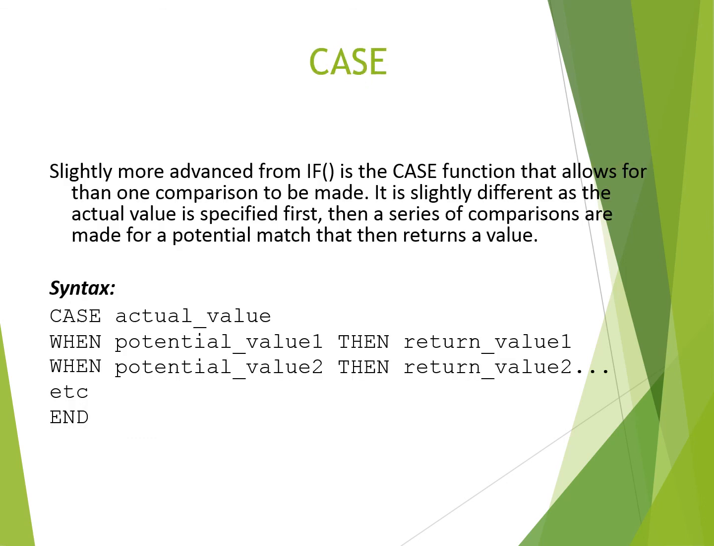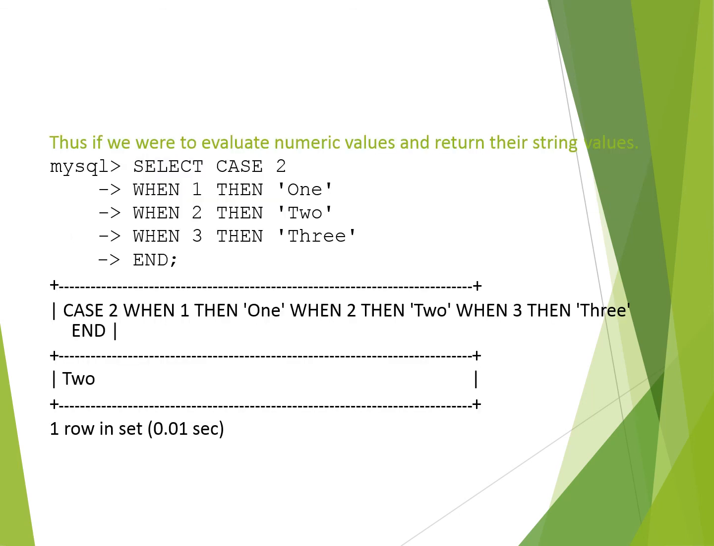CASE. Slightly more advanced than IF is the CASE function, which allows more than one comparison to be made. It is slightly different as the actual value is specified first. Then a series of comparisons are made for a potential match that then returns a value. Here is the syntax: CASE actual value WHEN potential value 1 THEN return value 1, WHEN potential value 2 THEN return value 2, etc.